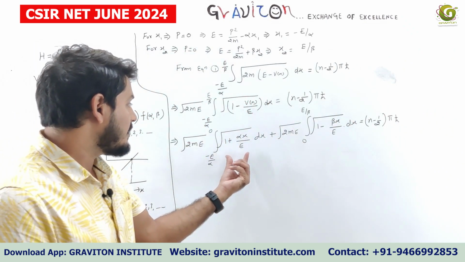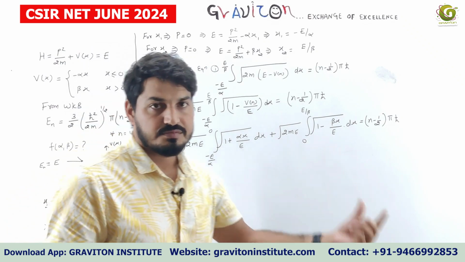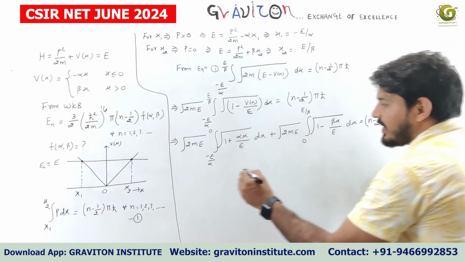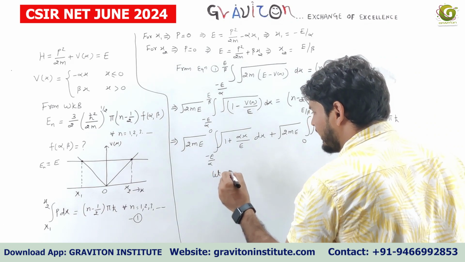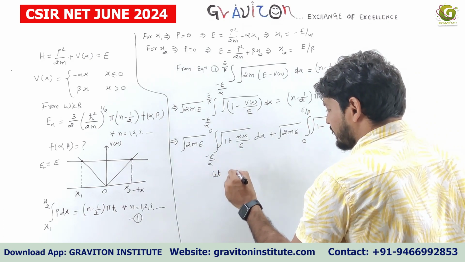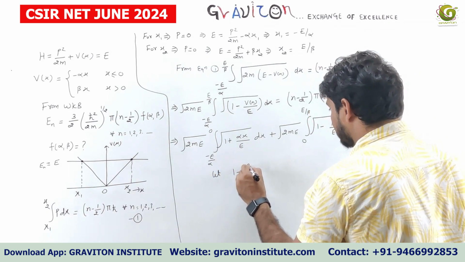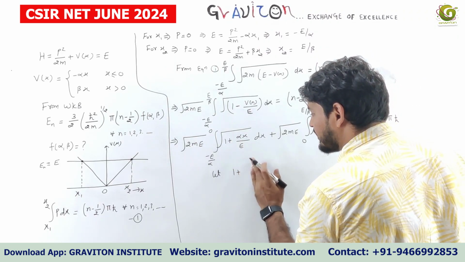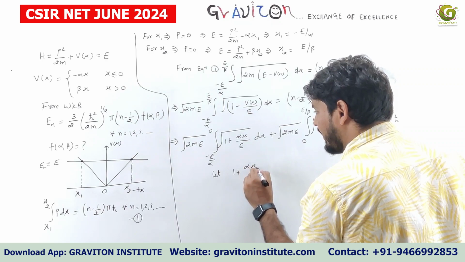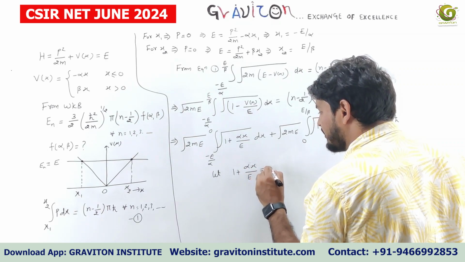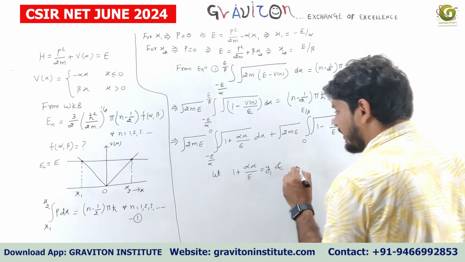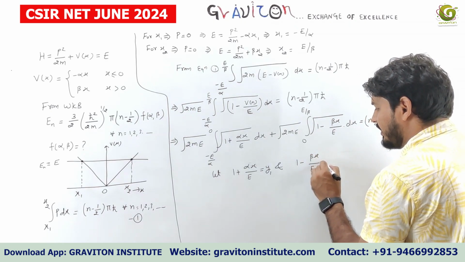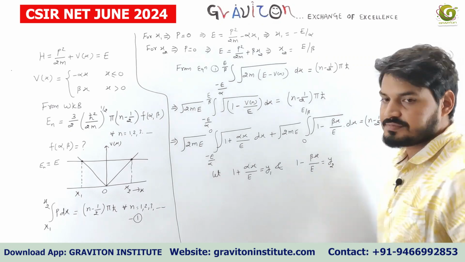Now we can easily solve these two integrations. How can you solve them? Very simple. Let's consider 1 plus alpha x by e, let's suppose this is y1, and 1 minus beta x by e, let's suppose this is y2.